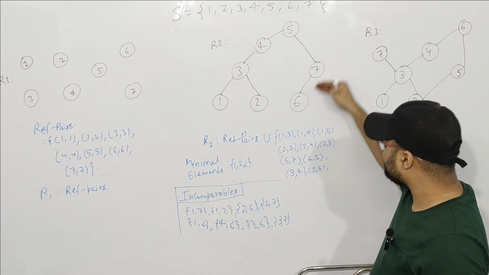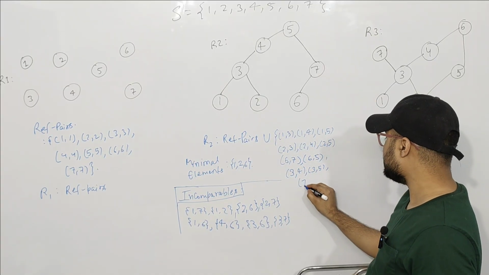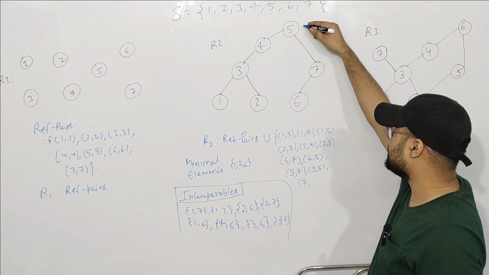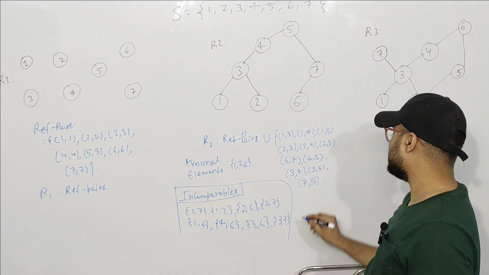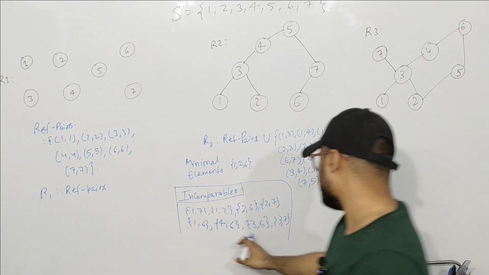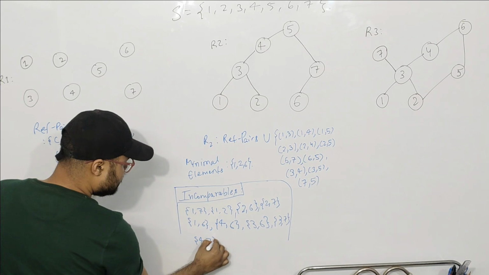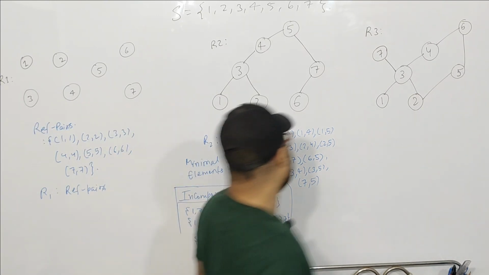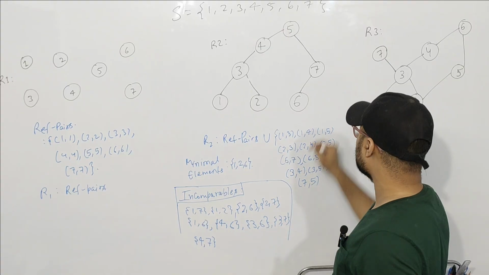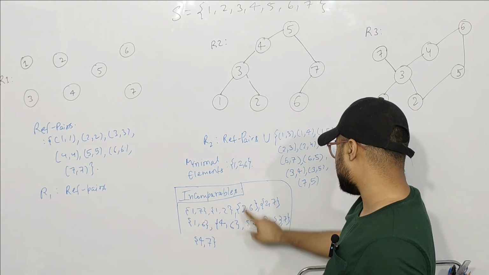Now from 6, which is a minimal element, one step above is 7. Let's see from 7 what ordered pairs are possible. 7 and 5, and then 7 and 4 is incomparable; I have written 4 and 7 here. 7 and 3 is incomparable, that is already here. 7 and 1 is incomparable, that is here. 7 and 2 is incomparable, that is here.